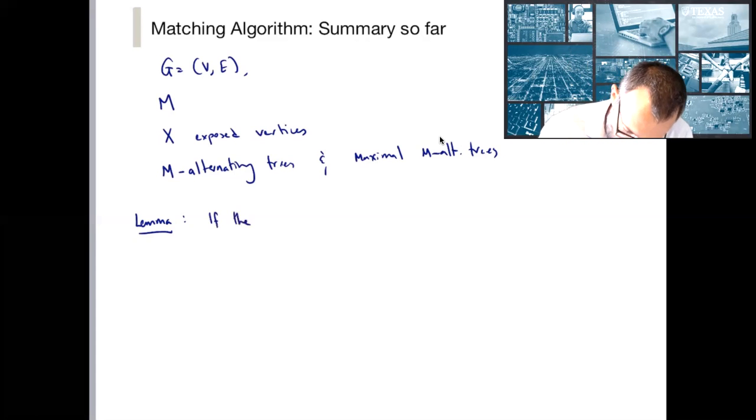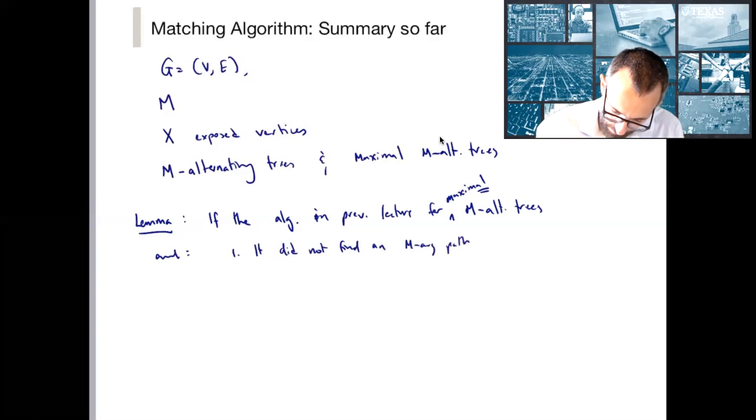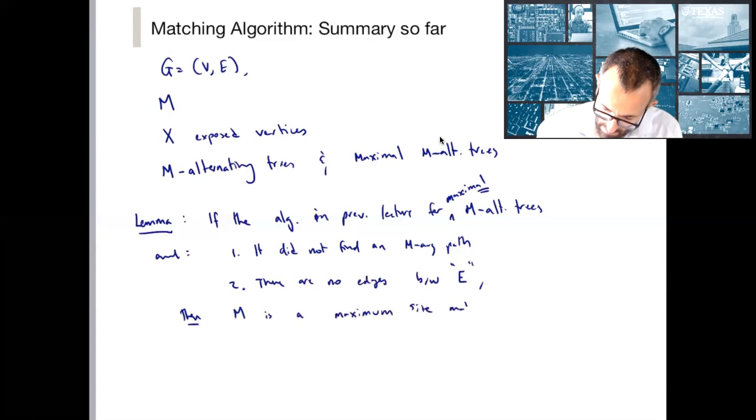So if the algorithm in the previous lecture for growing maximal M alternating trees, maximal, not maximum, and, well, first of all, it did not find an augmenting path. That's kind of the obvious part. It did not find an M augmenting path. And then also, here's the key. There are no edges between vertices labeled E. Then M is a maximum size matching.